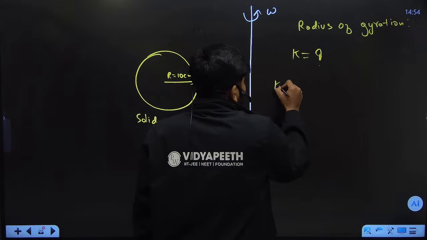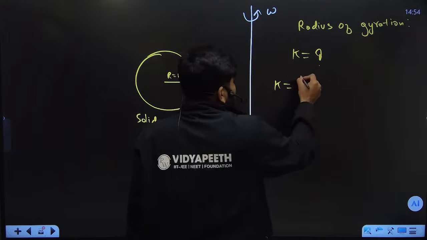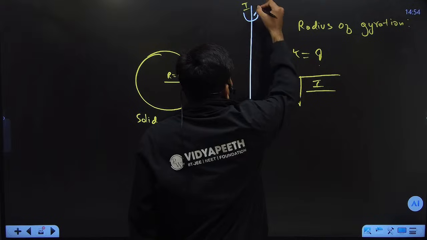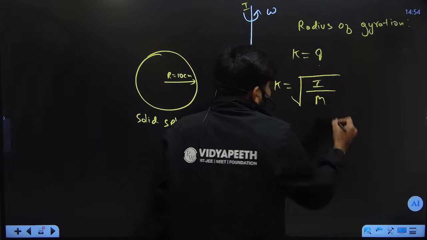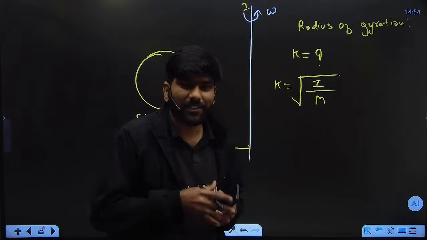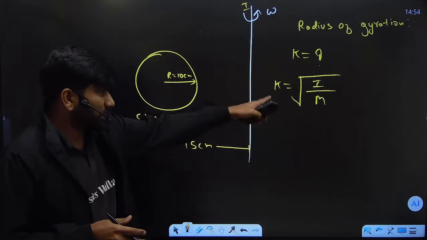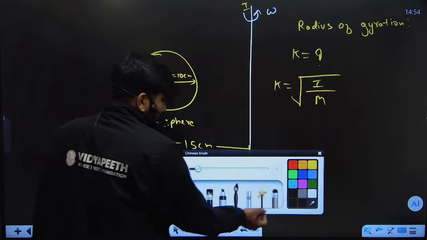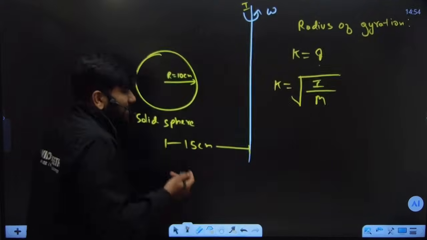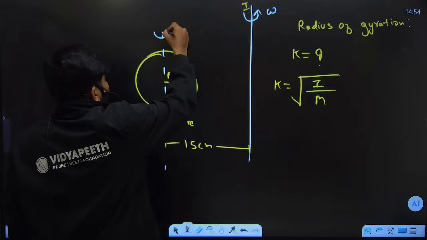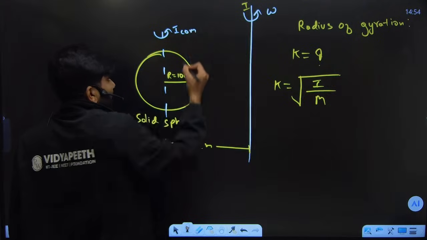Okay, now here we go. We know that the radius of gyration formula is basically the moment of inertia about this axis, let's call it I, by m. So K is root I by m. We know this formula of radius of gyration. Now, to solve this question, I have to find the moment of inertia first, and how can we find it? Any guesses? So moment of inertia we can find about this axis by the parallel axis theorem.